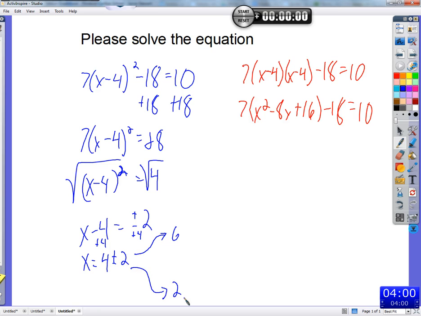Now that's just a little reminder, right? We solved equations like this on the quiz. We used square roots.